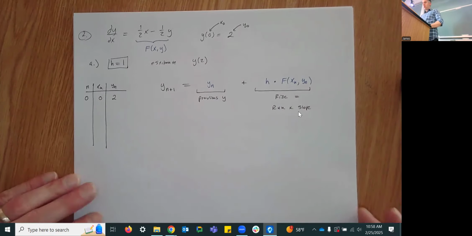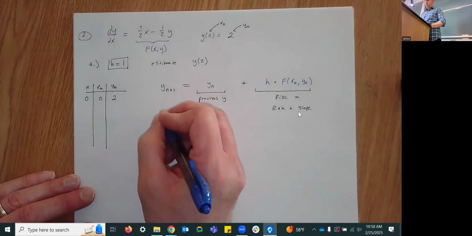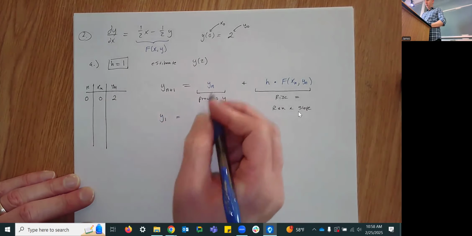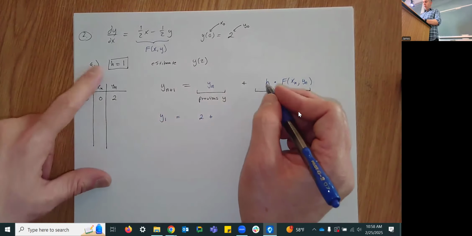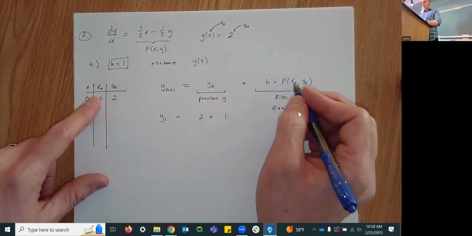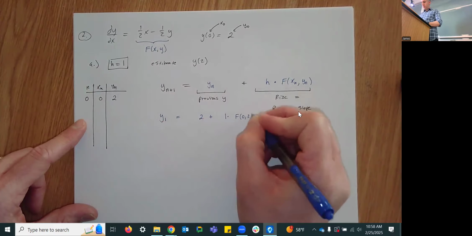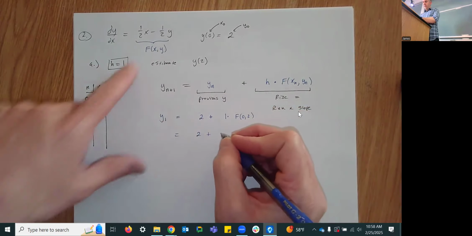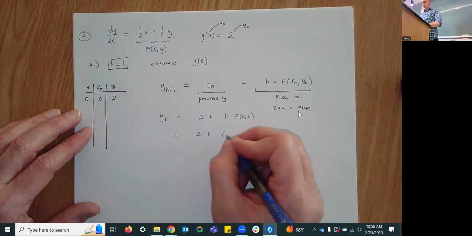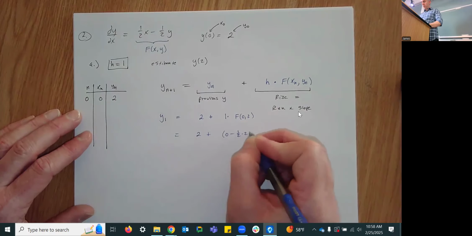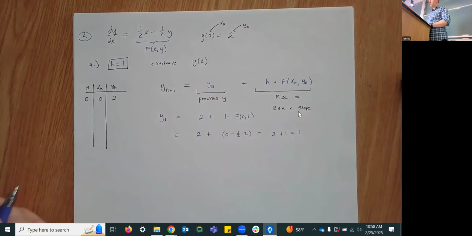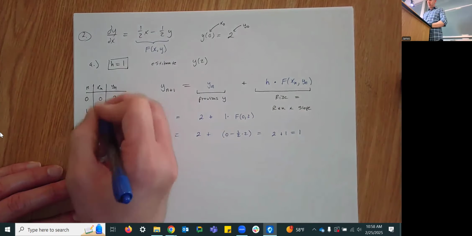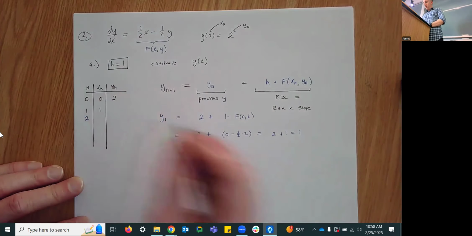There we go. All right, so our y sub 1 is going to equal our y sub 0, which is 2, plus our h, which is 1, multiplied by F of 0 comma 2, which is going to equal 2 plus F of 0 comma 2, which is 0 minus 1/2 times 2, which is just negative 1. So that's 2 plus negative 1, which is 1. So for n equals 1, our x sub 1 is 1, and our y sub 1 is also 1.